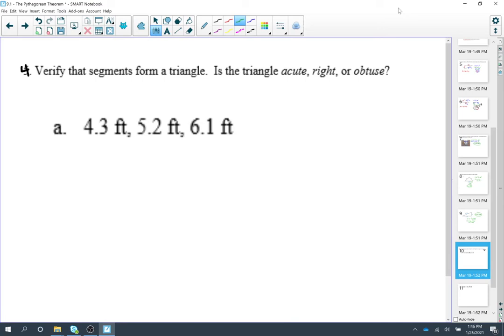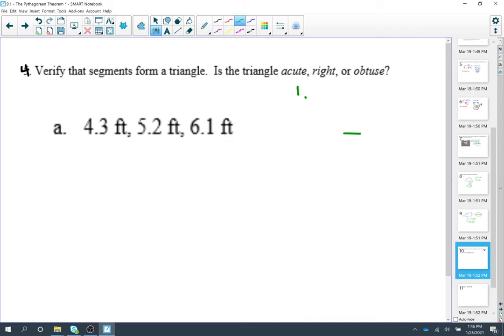Example 4. Verify that segments form a triangle, and then is the triangle acute, right, or obtuse? So before we figure out whether or not the triangle is an acute, right, or obtuse triangle, we first of all have to figure out, well, do the segments make a triangle, or are they able to even make a triangle?